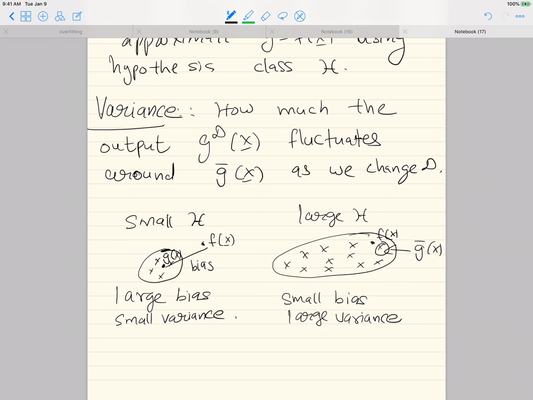And what we know is that bias plus variance equals the test error. So if your bias is large, it's not good for the test error because you're essentially underfitting. If your variance is large, it's also not good because you're overfitting. What matters is the sum of the two. So an ideal hypothesis class will be one where the sum of the bias and variance is small.